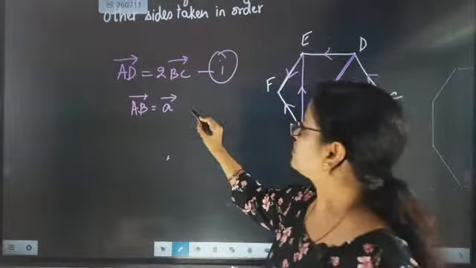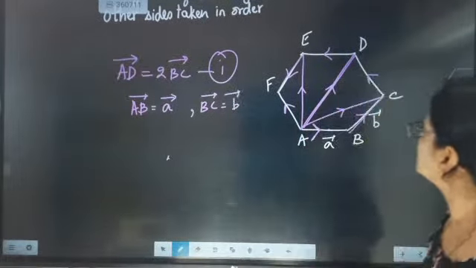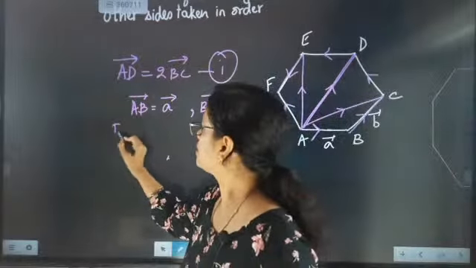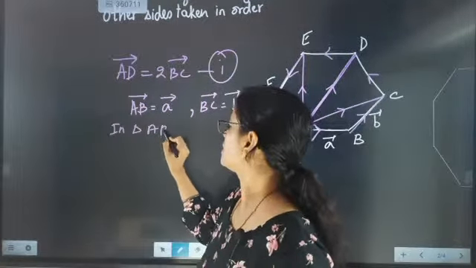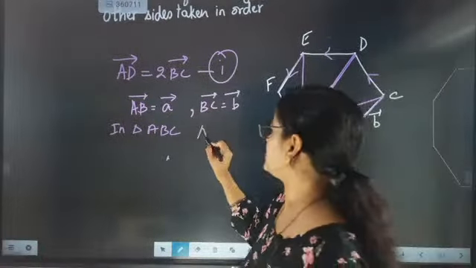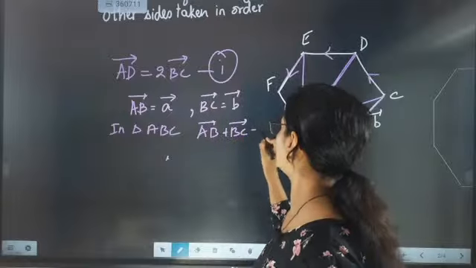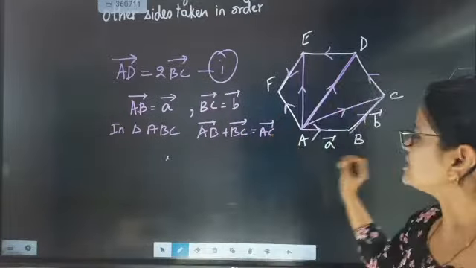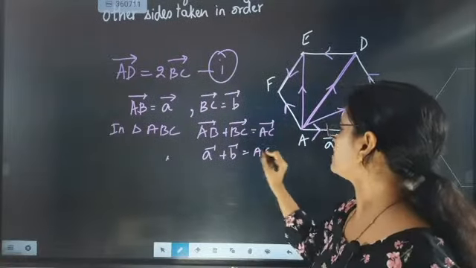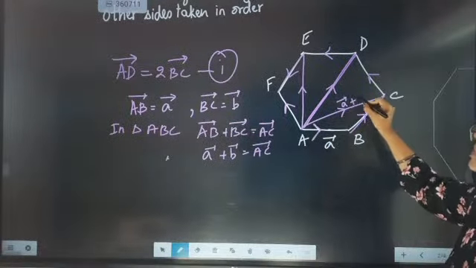BC vector will be equal to B vector. So now I am going to apply the triangle law of vector addition. In triangle ABC, AB vector plus BC vector will be equal to AC vector. So that means A vector plus B vector will be equal to AC vector. So here AC vector is coming as A vector plus B vector.